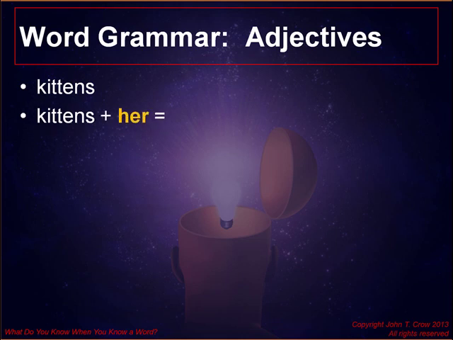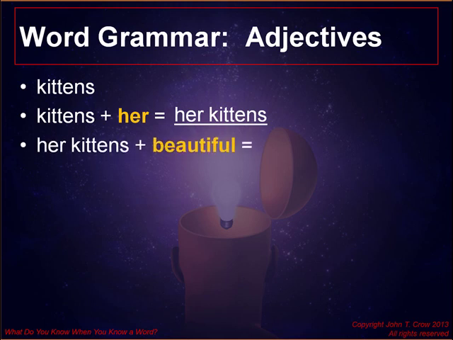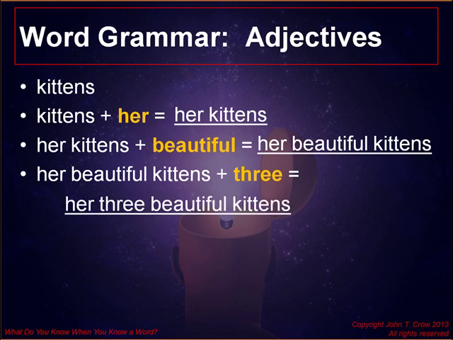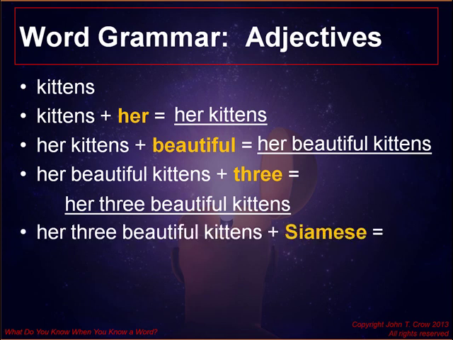So, if I were to ask you to add her, what would you come up with? Her kittens. You wouldn't dream of saying kittens her. Okay, let's go some more. Add beautiful to her kittens. What do you have? Her beautiful kittens. Add 3 to the previous phrase. What do you have? Her 3 beautiful kittens. Add Siamese to the previous phrase. What do you have?